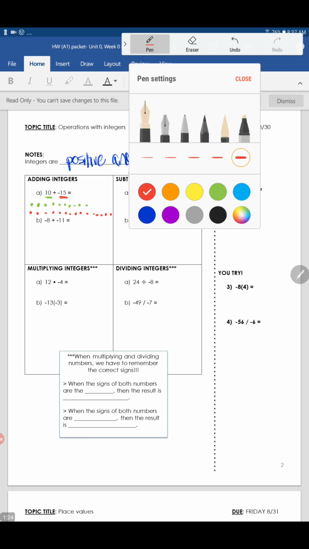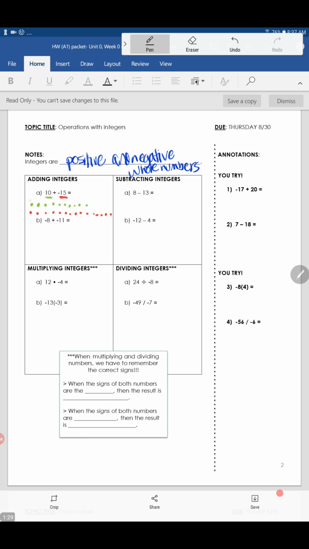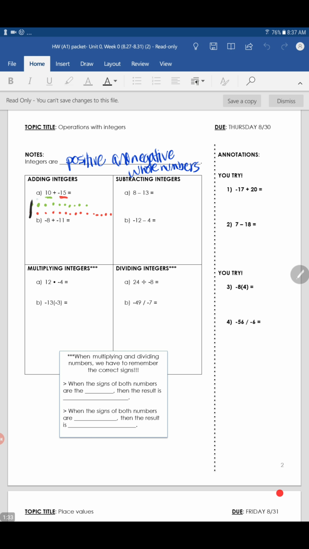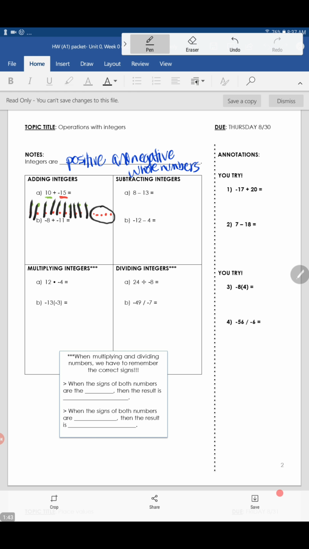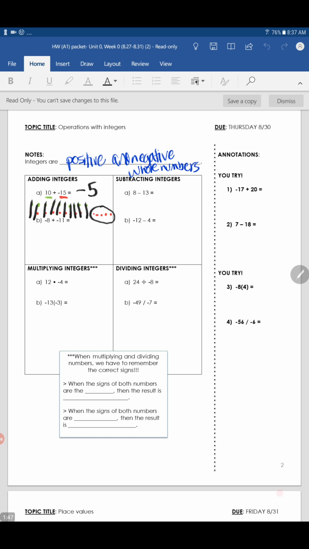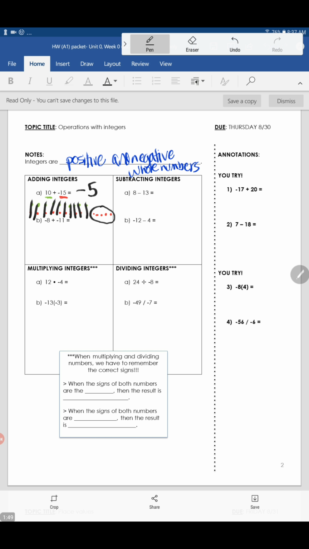So to figure out what 10 plus -15 is, if you draw this image, every one positive cancels out with one negative. So all 10 of these pairs cancel out. And then we're left with 5, 1, 2, 3, 4, 5, and they're red, so we're left with -5. 5 negatives. Okay? So the next one, same thing.